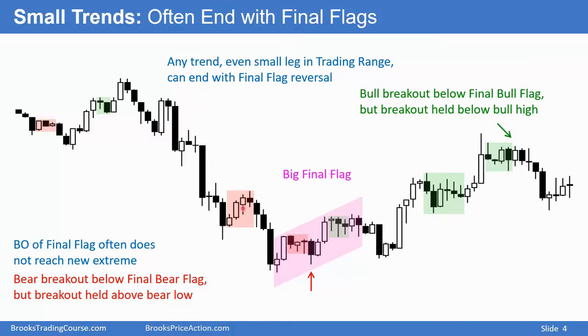This is a final flag, led to a new low and a reversal up. A small final flag here, a bigger final bear flag here. We have a bear breakout, yet no new low, and the reversal up took place from a higher low. This is still a final flag in the bear trend.